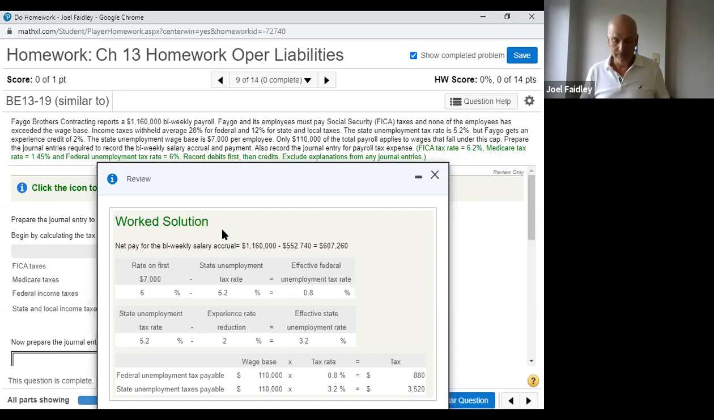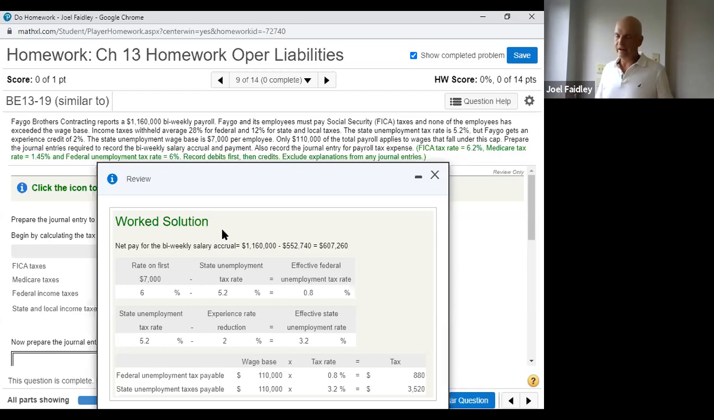All right, and then the federal is down here at the bottom in the green. It says federal unemployment rate is 6%. Well, if that's 6 and your state's 5.2, then really you're just paying 0.8% federal. All right, so now we've got our rates, 0.8 and 3.2, and there's my calculation, 110,000. And it says up here in the body of the explanation, only 110,000 of the total payroll applies to wages that fall under this cap, meaning under 7,000. So $110,000 represents all the people's wages that are under $7,000 year to date.